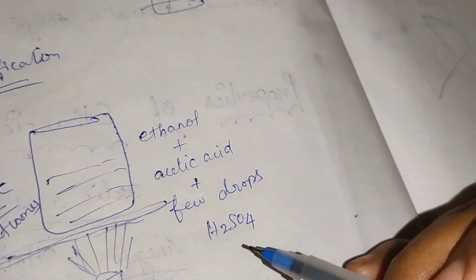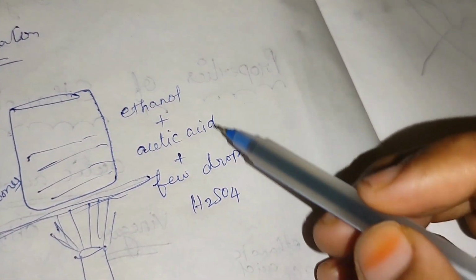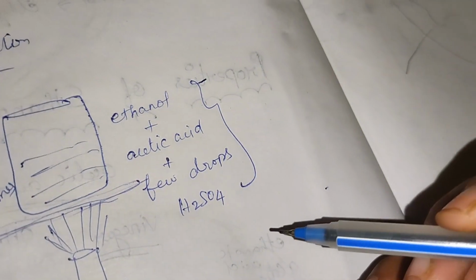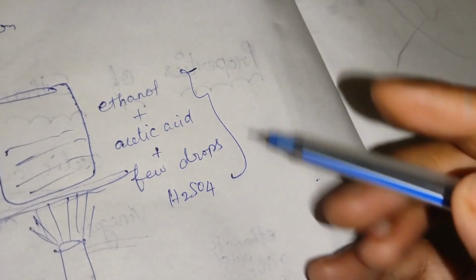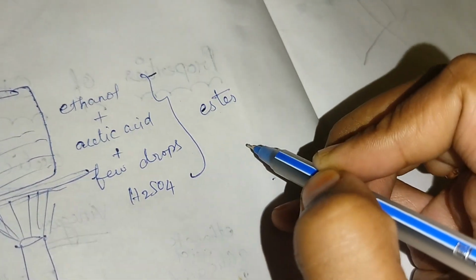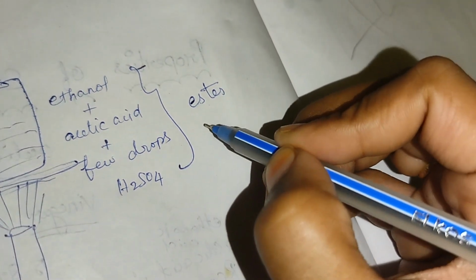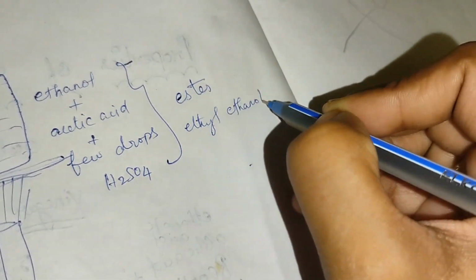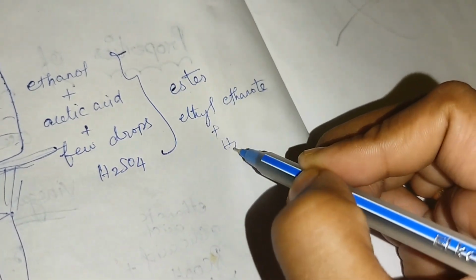After that, what is going to happen? Ethanol plus acetic acid and H2SO4, these three things react with each other, and an ester will form. What ester? Ethyl ethanoate will form, and some water will also be separated.